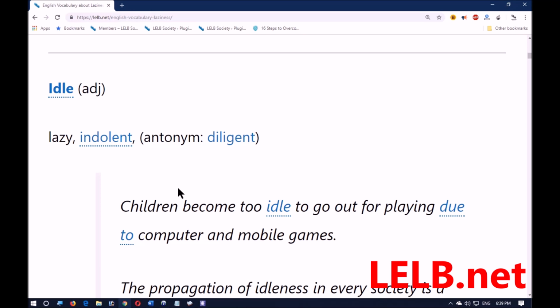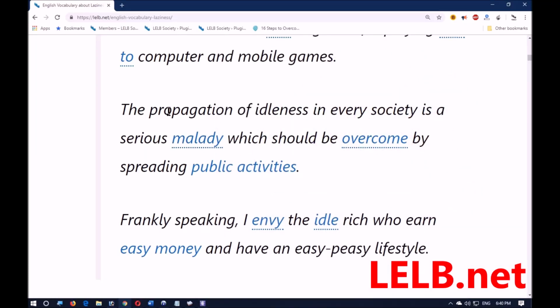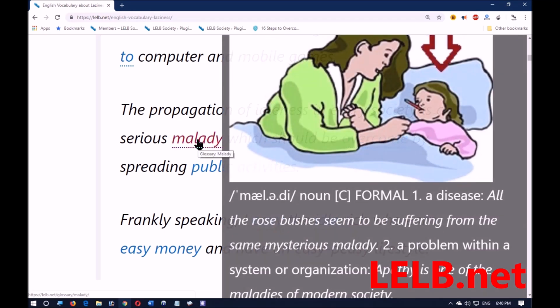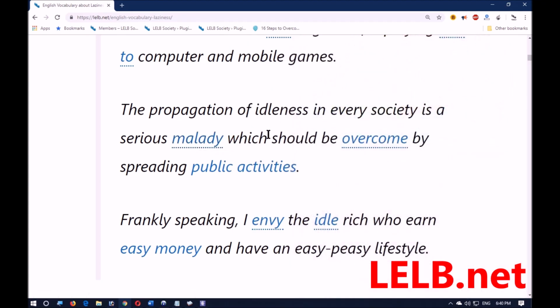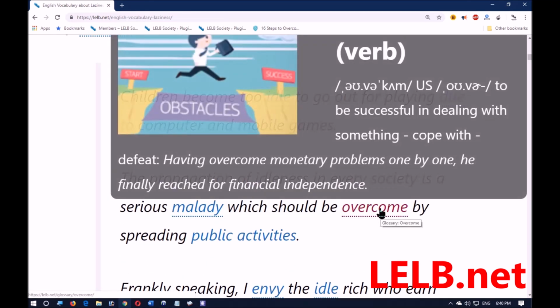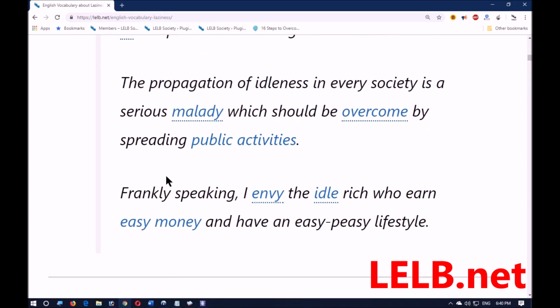Children become too idle to go out for playing due to, or because of, computer and mobile games. The propagation of idleness in every society is a serious malady. Malady, the second meaning, a problem within a system or organization. The first meaning means sickness. Malady which should be overcome or dealt with or obliterated, overcome. There is an obstacle and you need to overcome that by spreading public activities.